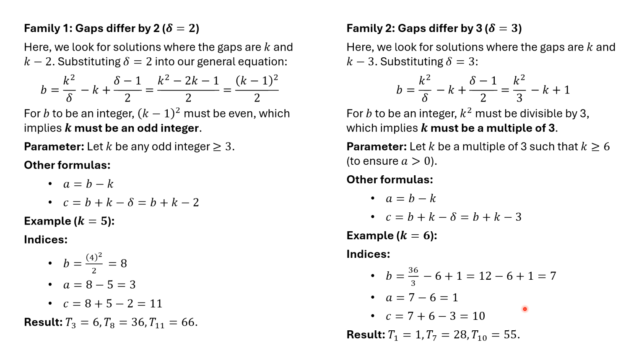And we plug those into our formula, so t sub 1, t sub 7 is 28, t sub 10 is 55. And so let's see, the difference is 27, and again it's 27. So yeah, this is yet another solution.